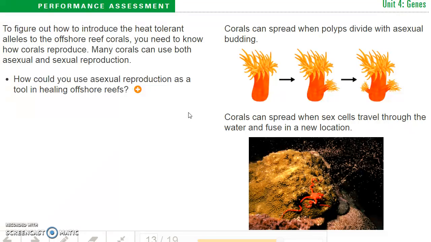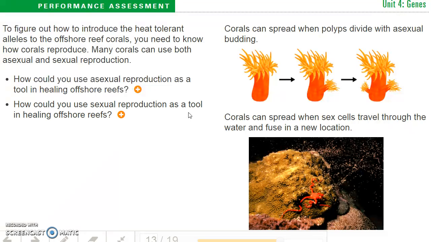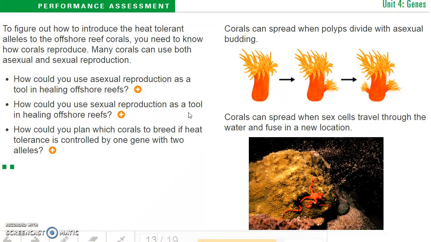So first question, how could you use asexual reproduction as a tool in healing offshore reefs? How could you use sexual reproduction? How could you plan which corals to breed if heat tolerance is controlled by one gene with two alleles? Okay, I'm going to let the teacher pause this video so that you guys can discuss that together.